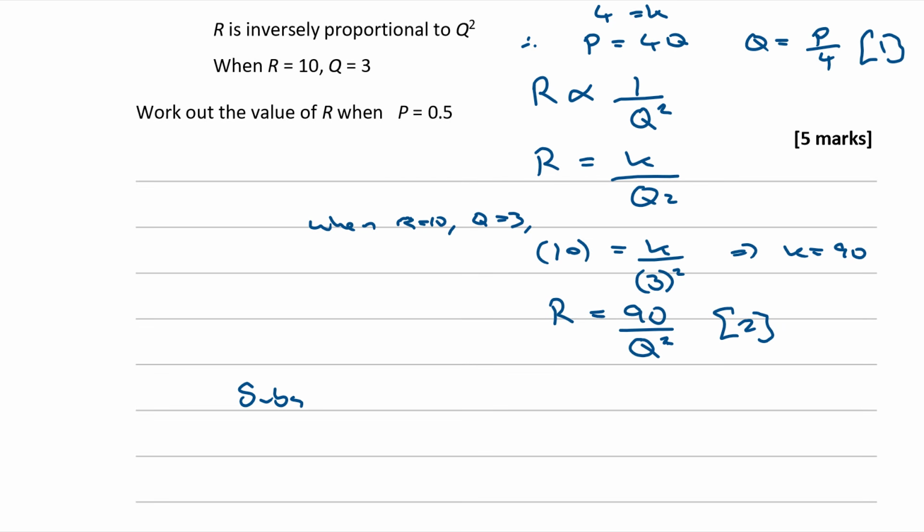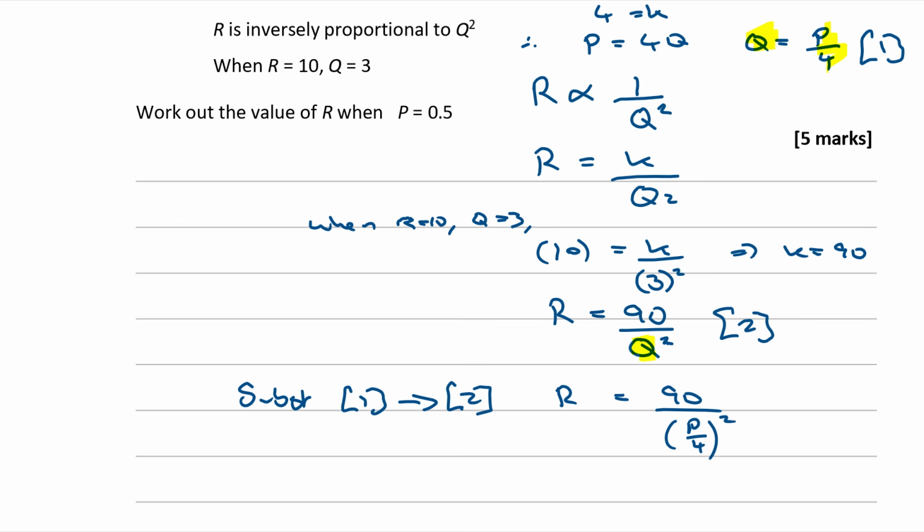So substituting equation 1 into equation 2, I'm going to get R is equal to 90 over Q squared, but this is where I'm going to replace Q with P over 4. So where Q is, I'm going to write P over 4. So that's going to be P over 4 squared. So we're dividing through by a fraction here, isn't it? So I think what I'm going to do is flip it over and times after I square it. That's going to be P squared over 16 when I multiply out that bracket.